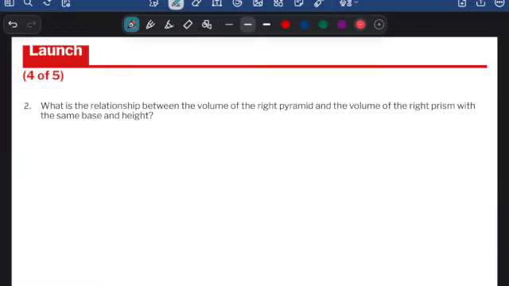So no matter what the shape of the base is for the pyramid or the prism, as long as they have the same base and the same height, then we know that the volume of the prism is going to be 3 times the volume of the right pyramid, because the pyramid does not take as much space as the prism.